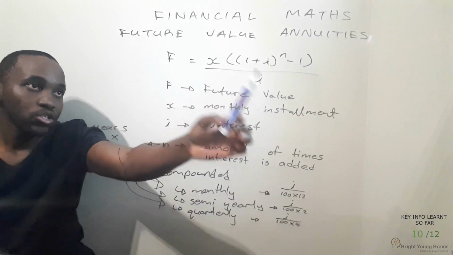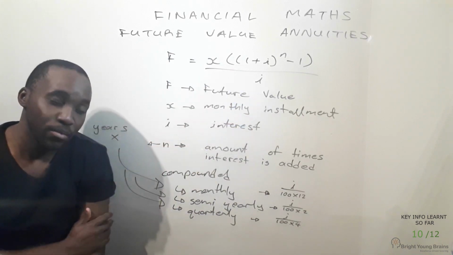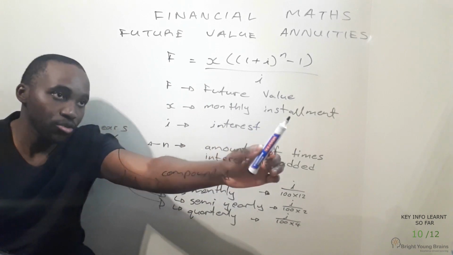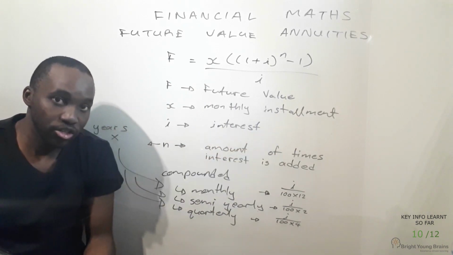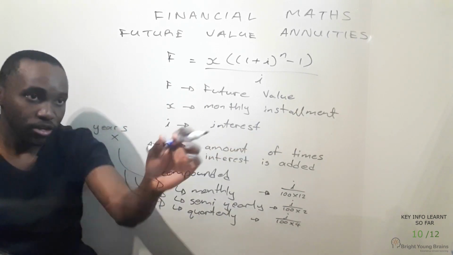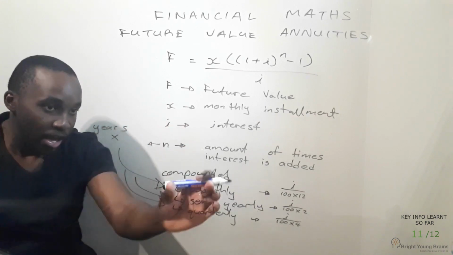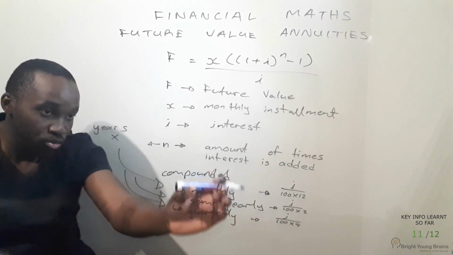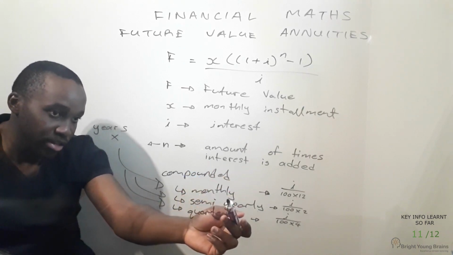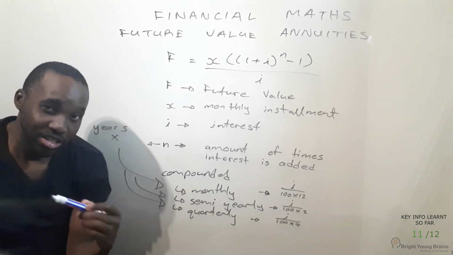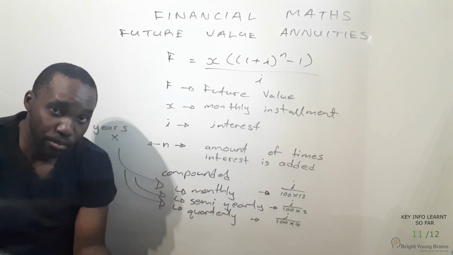So with your future value annuities formula, this is basically what you need to know. F, future value, X is your monthly installments, I is your interest, and we mentioned that your value for I and your value for N, those are somewhat linked. Interest, we know that your amount will either be compounded monthly, semi-yearly, or quarterly. And you can see I'm repeating this because this is very important.